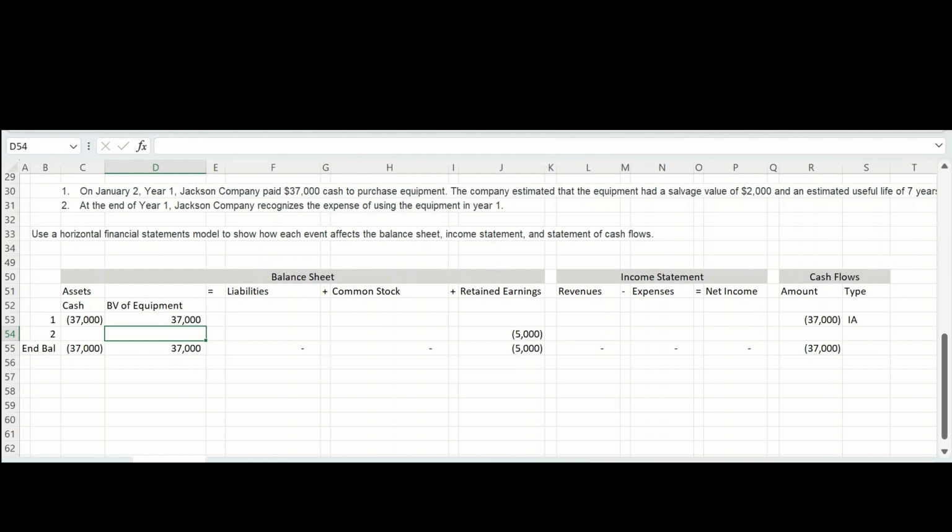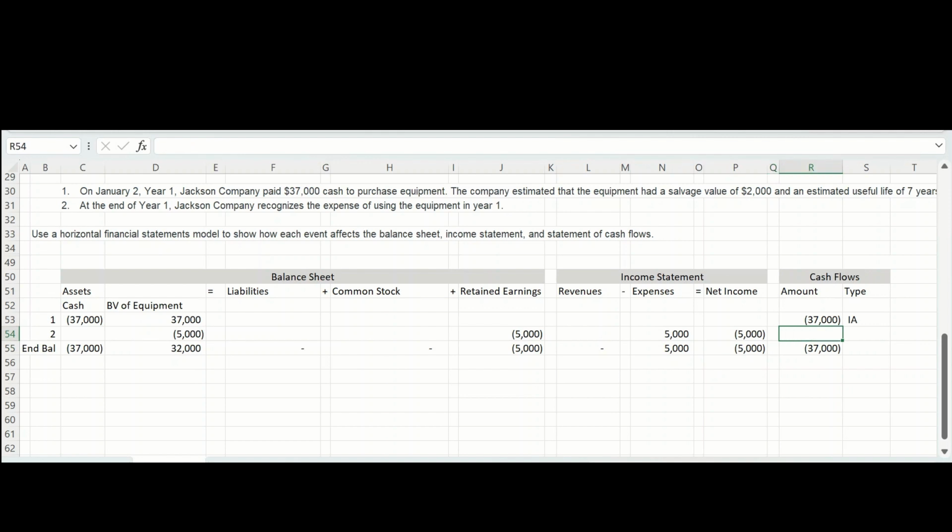And then similarly, because we are showing this depreciation expense, we drop the book value of the equipment by the same amount, which is $5,000. Right? We have a balanced balance sheet accounting equation. Let's move to the income statement. So were there any revenues? There was not, but there was $5,000 of depreciation expense. And we know that expenses have a negative impact on the income statement or on net income.